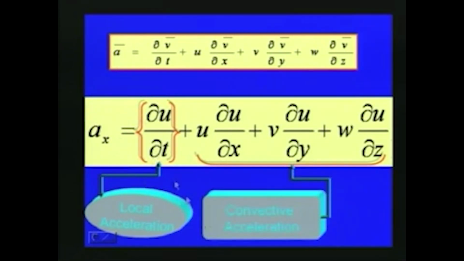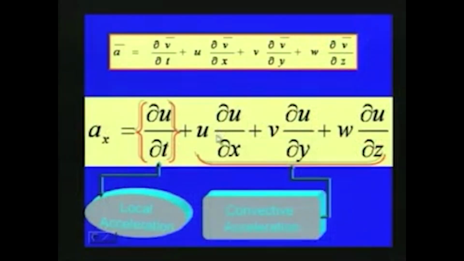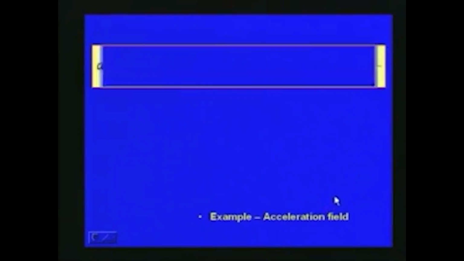So, as I mentioned, this term here, del u by del t, is the local acceleration. That means, with respect to the x component, the acceleration in x direction a x is with respect to the velocity in x direction. The local acceleration is with respect to time, and then the other terms are called the convective acceleration. That means, with respect to the velocities u, v, w, how the acceleration takes place. So, these three terms are called convective acceleration, and the first term is called the local acceleration.